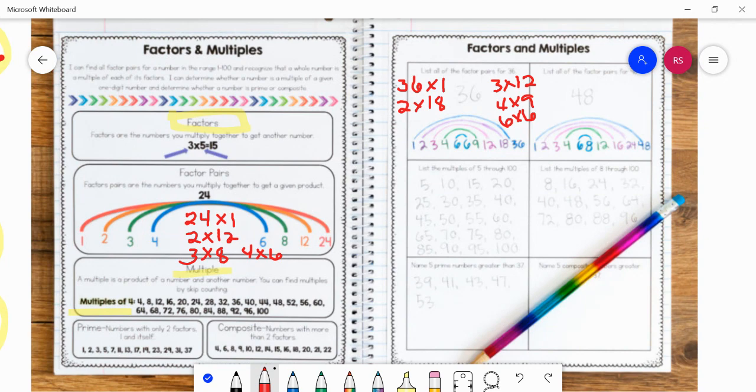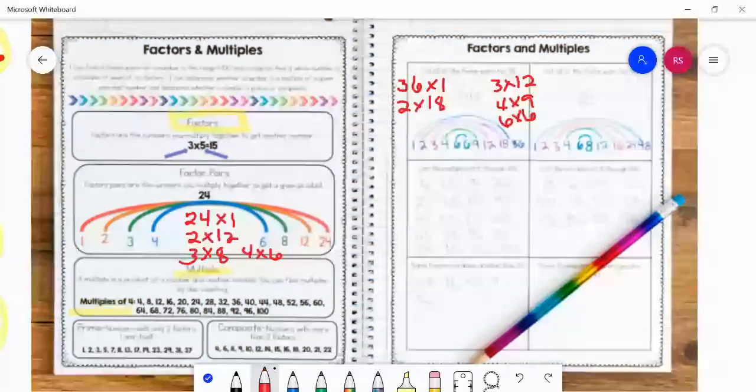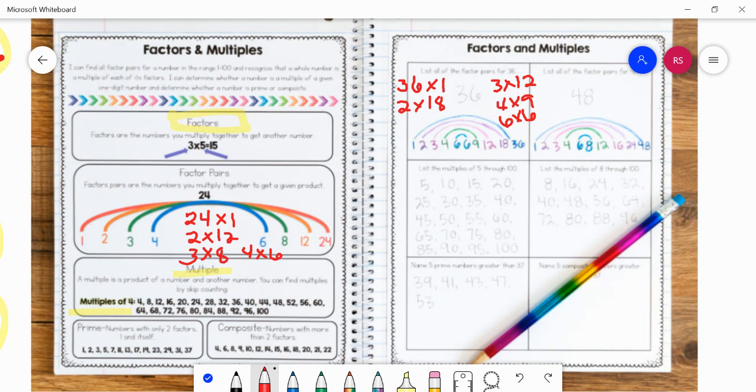Then all they did was put them in order from least to greatest and showed the rainbow method and connected each pair of factors. Listing the factor pairs for 48, they did the same thing. They started with 1 times 48 because we always start with the number times 1. Then they went through and thought, okay, well, what else can I multiply to give myself 48? I have 2 times 24, 3 times 16, 4 times 12, and 6 times 8. So those are all the factor pairs for 48.